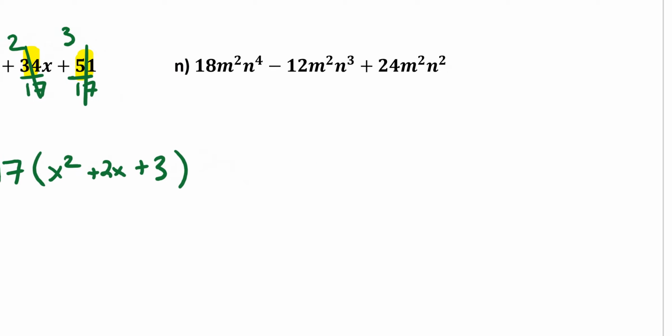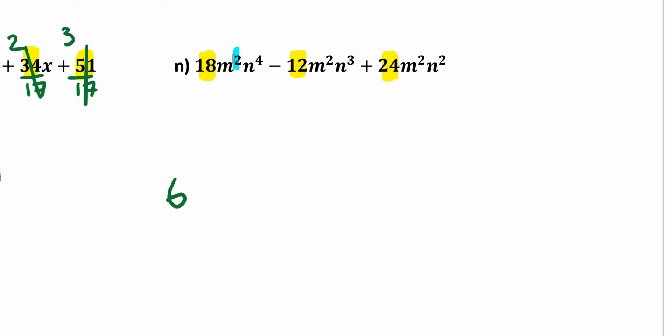Okay, let's move on to letter N here. And for letter N, I'm just going to erase this to create a little bit more space here. Let's take a look at the numbers here. There's an 18, a 12, and a 24. So the biggest number that divides into 18, 12, and 24 at the same time would be the number 6. 6 is the biggest number that divides all three of those numbers at the same time.